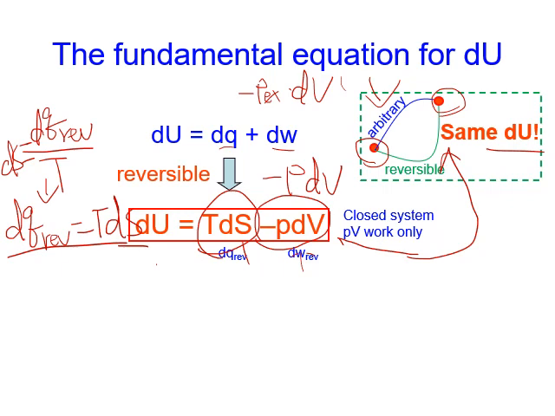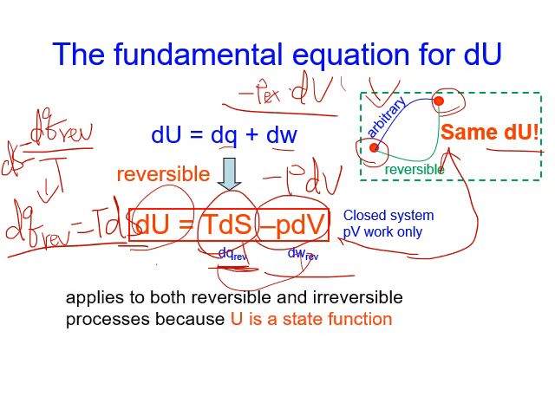However, if it's not a reversible process, TdS does not represent heat. Negative PdV does not represent work, because work is negative external pressure times volume change. But if you combine these two state functions together, they give you internal energy change even for a non-reversible process. And that's why this equation is called the fundamental equation. It applies to all steps, all processes.